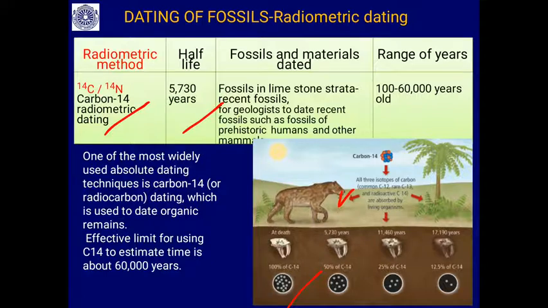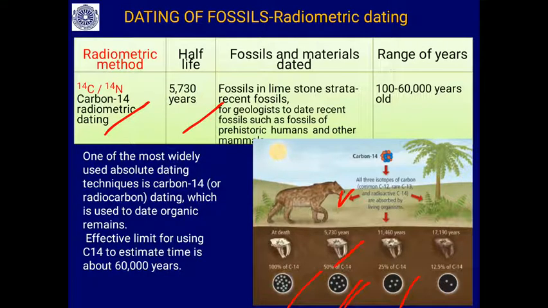Usually the hard parts are fossilized easily, for example the teeth of an animal. If you calculate the amount of carbon in the teeth and it has reduced to half, then it is just 5730 years old. If it is reduced to 1/4, then we can say it is 11,490 years. Likewise, by seeing the C14 content, we can estimate the age of that fossil.